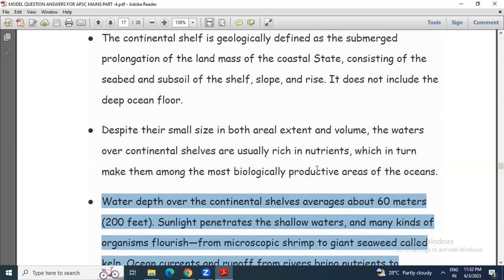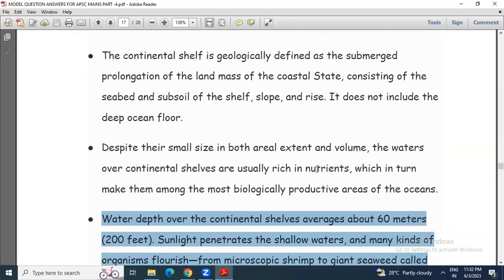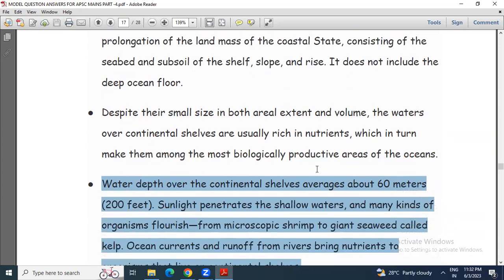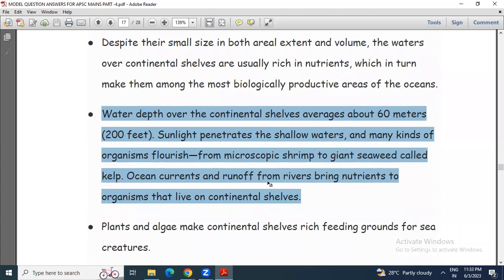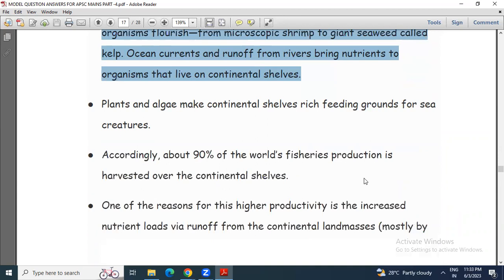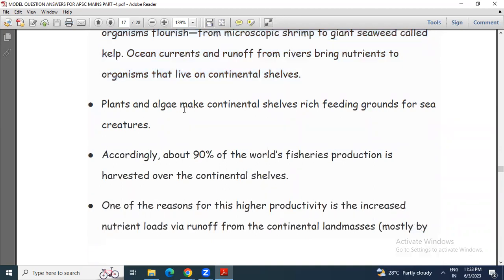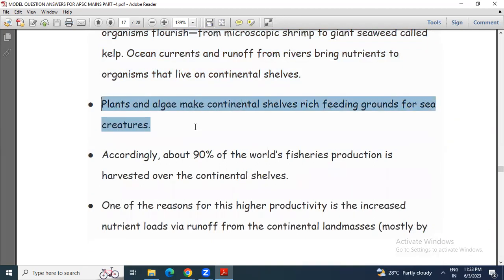So, first, we saw that they are very vast, nutrient-rich waters. Second, we have seen that here the sunlight penetrates well enough so that organisms can flourish. Third, we have seen that ocean currents and runoff bring nutrients to the organisms living on the continental shelves. Then plants and algae make continental shelves rich feeding grounds for sea creatures.